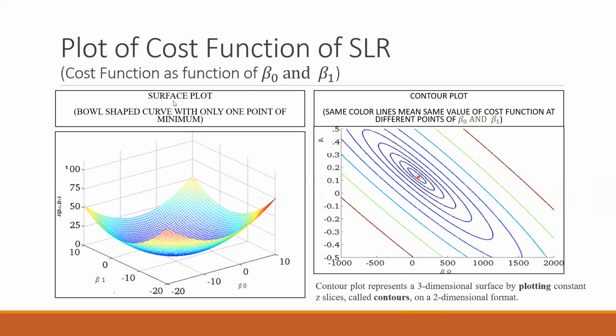So that has been written here also. This is a surface plot in which I'm looking at the 3D plot, which is a bowl shaped curve with only one point of minimum. The bottom point, one second, I will highlight. At this point, it is hitting the bottom, right? And the same thing is here in the center, the red dot in the center on the right. That is the minima, and all the other points are going away from the center, and that plotting has been done in the form of contour.